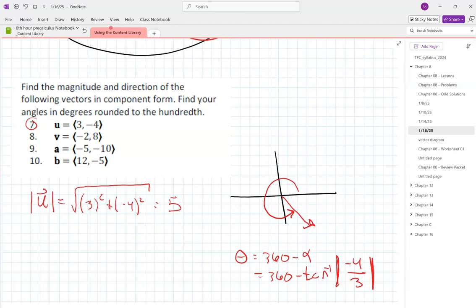Yeah. Kiara, did I see it? So the first one is just magnitude. Yes.